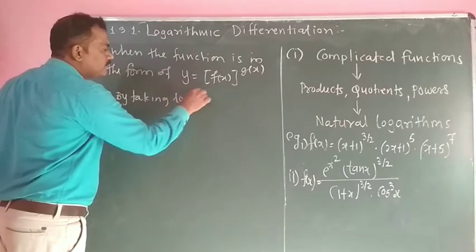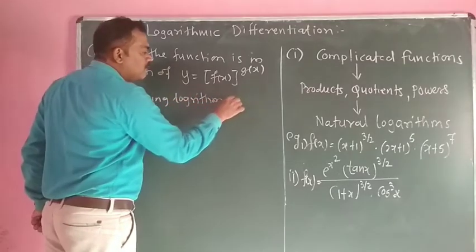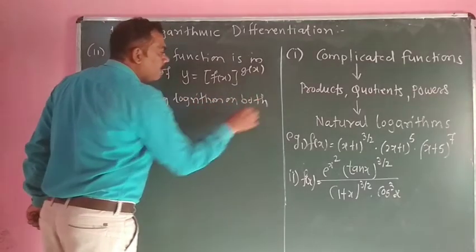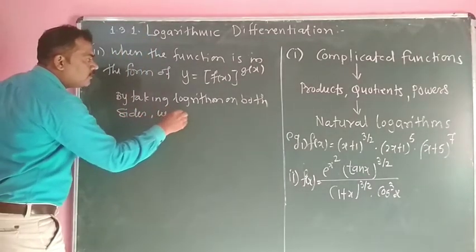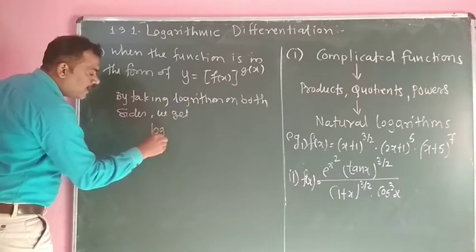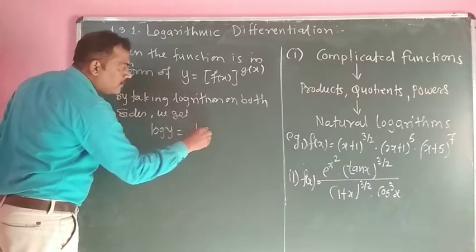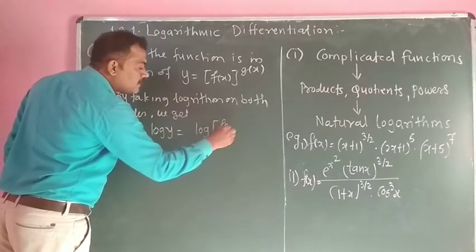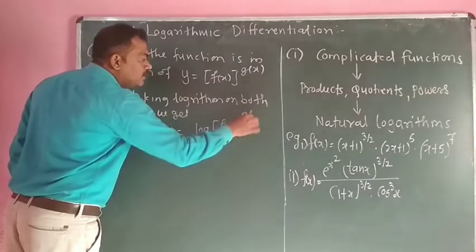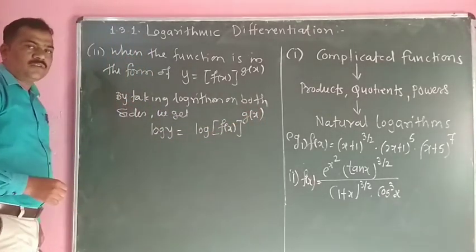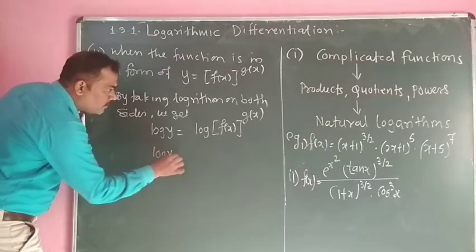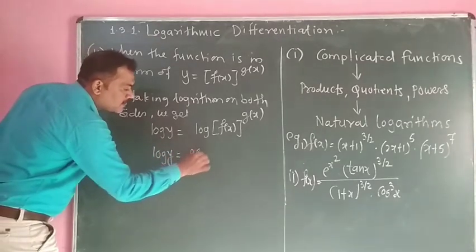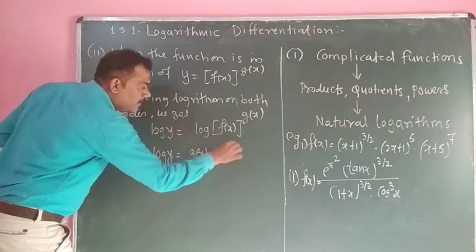Suppose that by taking logarithm on both sides, we get log of y is equal to log of f of x raised to g of x. By using the laws of exponents we simplify this one as log of y is equal to g of x into log of f of x.